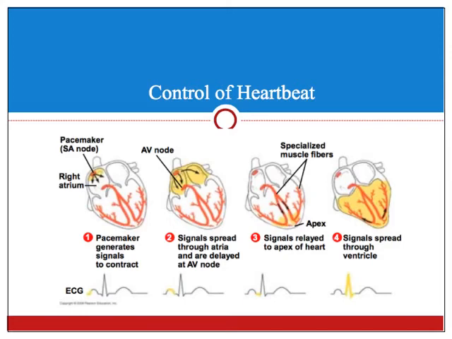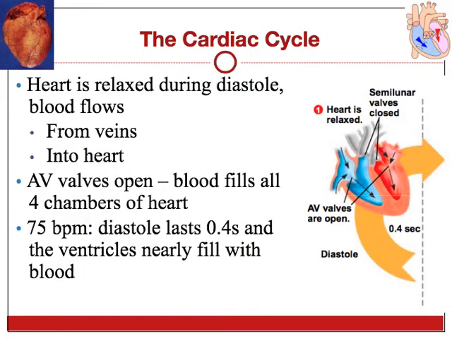Okay, so we get a signal from the SA node causing the atria to contract, so the blood in the two atria go down to the two ventricles. And then that signal gets to the AV node, and that sends a signal telling the ventricles to contract, which pumps blood out of the two ventricles into the pulmonary artery and into the aorta. So this rhythmic contraction of the atria first and then the ventricles creates what we call the cardiac cycle.